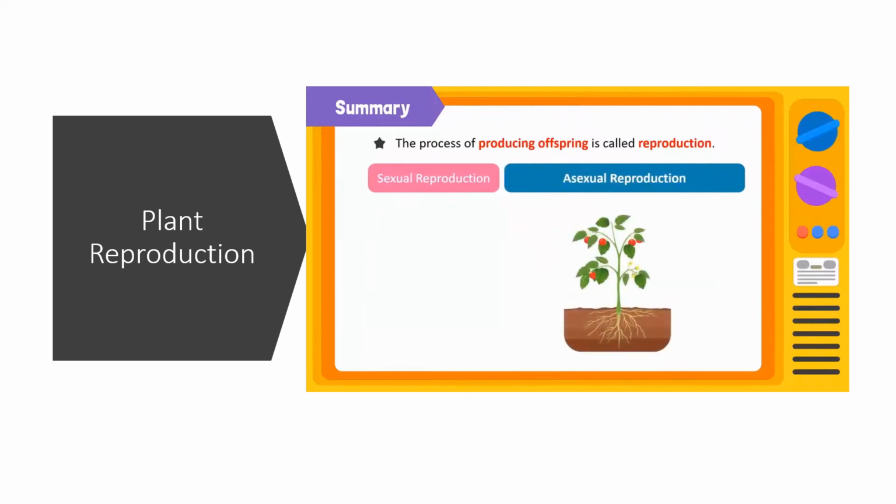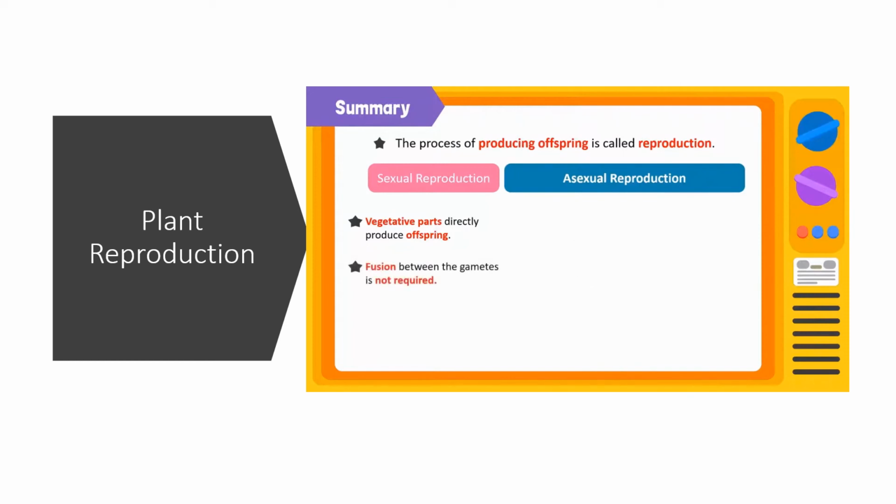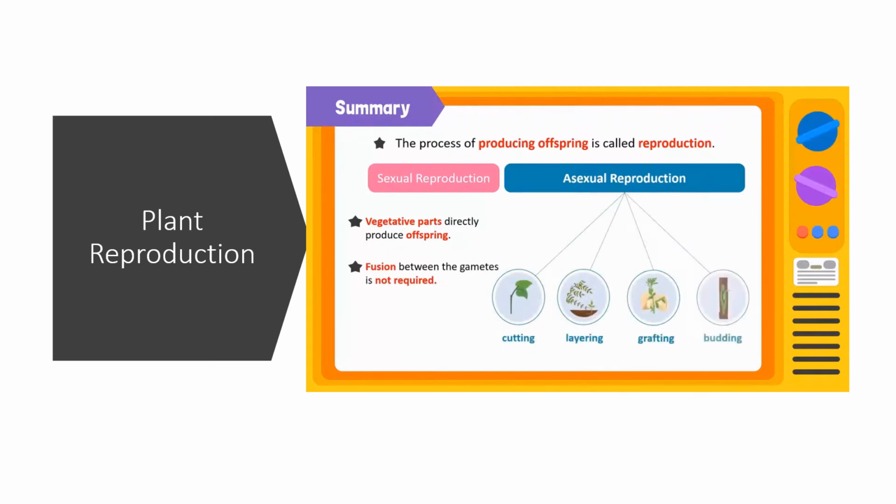In asexual reproduction, vegetative parts of a parent plant directly produce offspring. There's no need for fusion between male and female gametes. Examples of this include cutting, layering, grafting, and budding. No seeds are formed at the end of asexual reproduction.